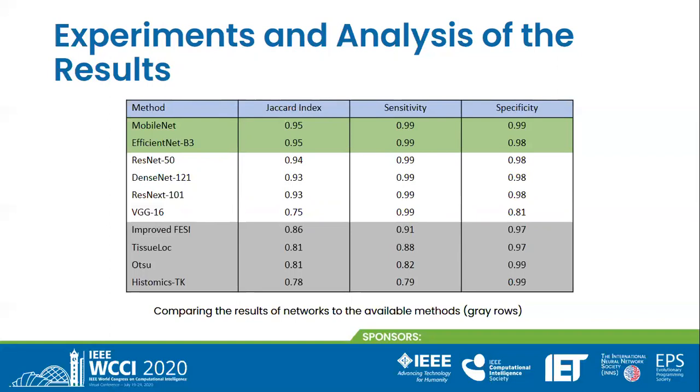Finally, MobileNet and EfficientNet-B3 have outperformed all algorithms with specificity of 99% and 98% respectively, while maintaining a 99% sensitivity. It is worth mentioning that the reason behind the low performance of VGG16 could be due to lack of batch normalization and ReLU activation layers, and the fact that it's rather a wide network than a deep one.